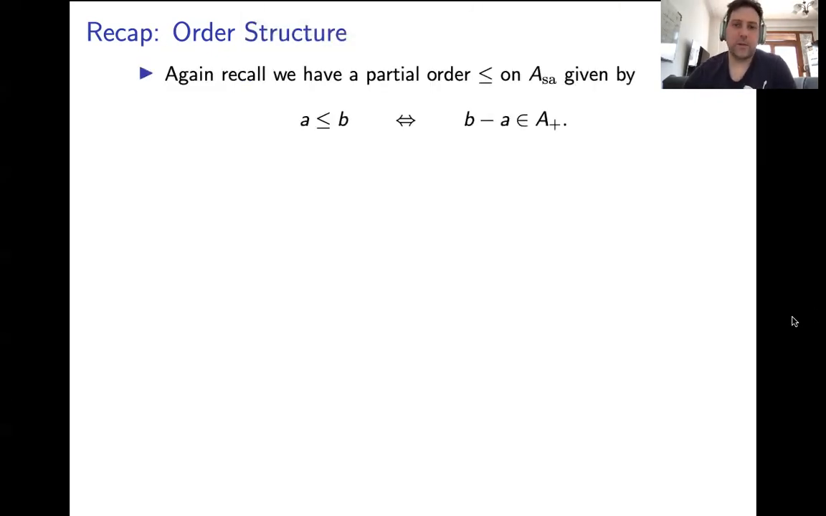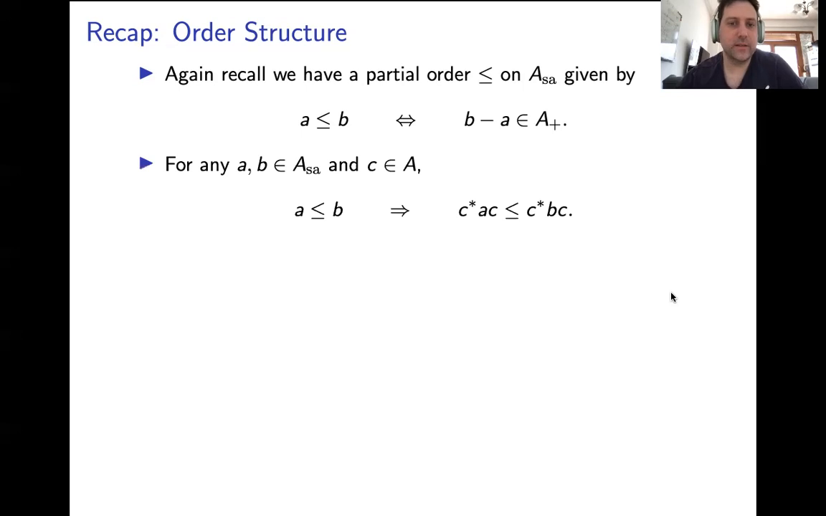So next thing, let's go back to this order structure. So remember, the positive elements allow us to define an order structure on the self-adjoints. A is below B if B minus A is a positive element. And again, thanks to this fact that a conjugate product of some positive element is again positive, well, this passes immediately to this order structure. So if A is below B, then C star A for any C, right? Doesn't have to be self-adjoint, positive, anything like that. Any C, excuse me, C star A is going to be below C star B, which is an often useful fact.